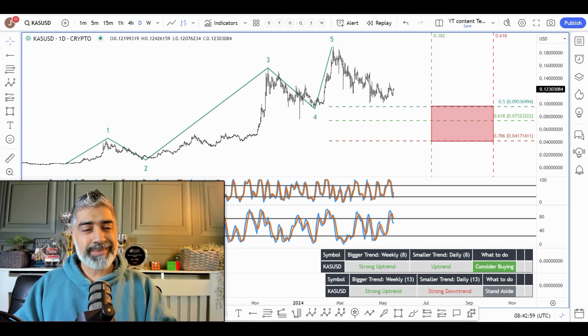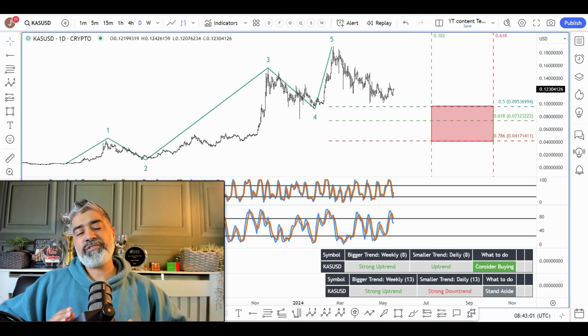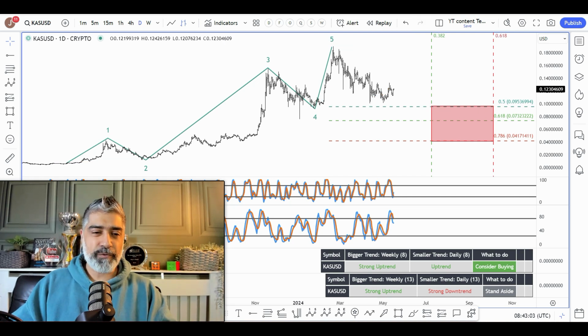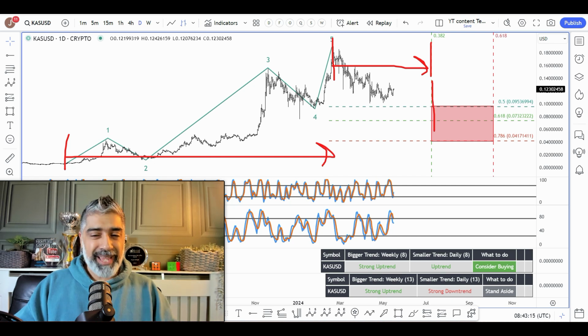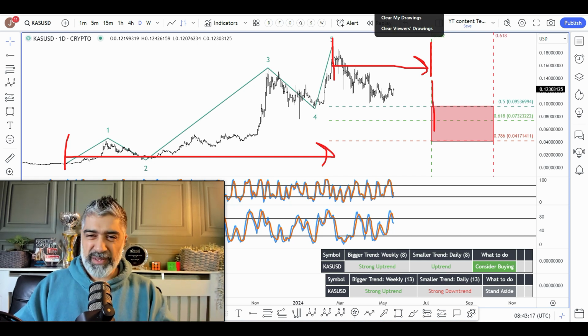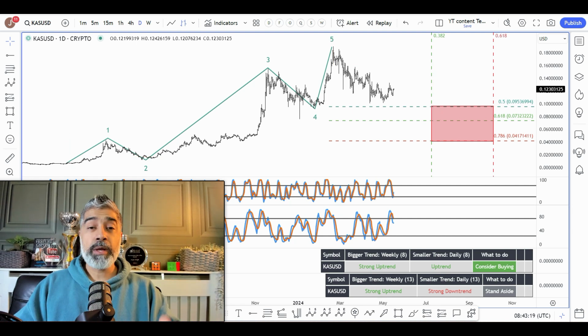But the typical minimum time for a correction is 38.2%. In other words, we can measure how long it took for this 5-wave structure to form, and then we can project forward in time 38.2%. And more often than not, that's the typical minimum time. Sometimes it can fall short, but I found it to be really, really reliable in pretty much all markets and all time frames.